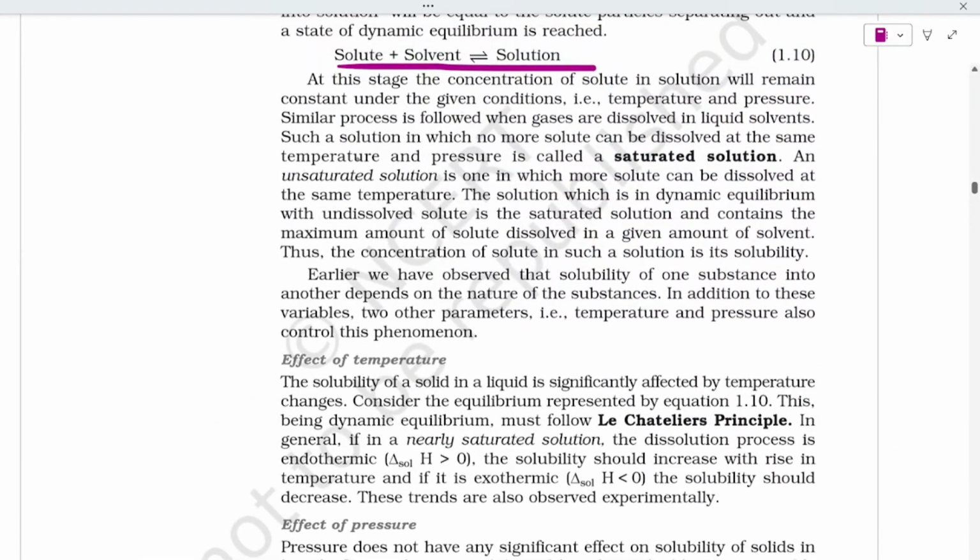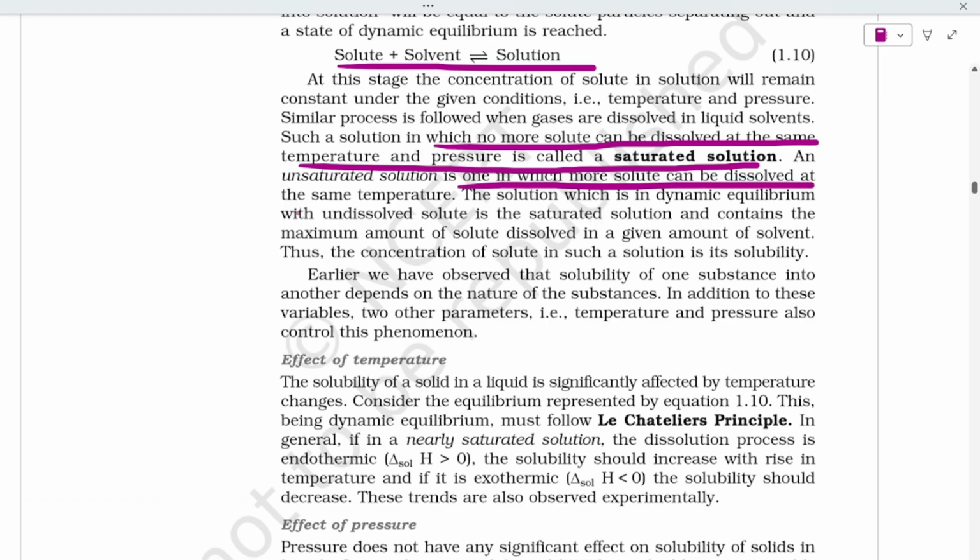We will see about saturated solution. At this stage, we follow a similar process. If no more solute can be dissolved at the same temperature and pressure, it is called a saturated solution, and unsaturated is nothing but the reverse of it, at the same temperature.